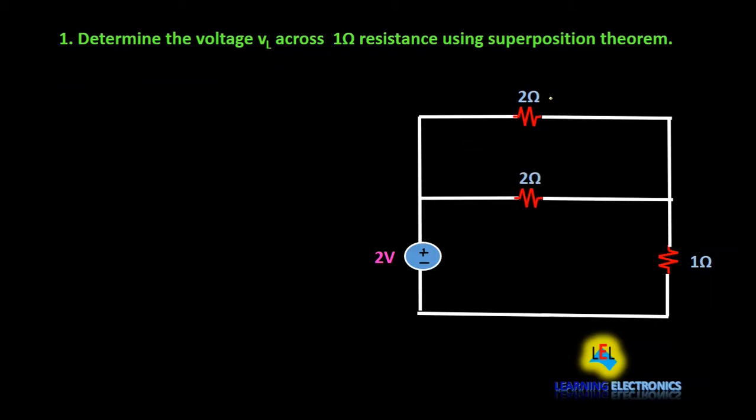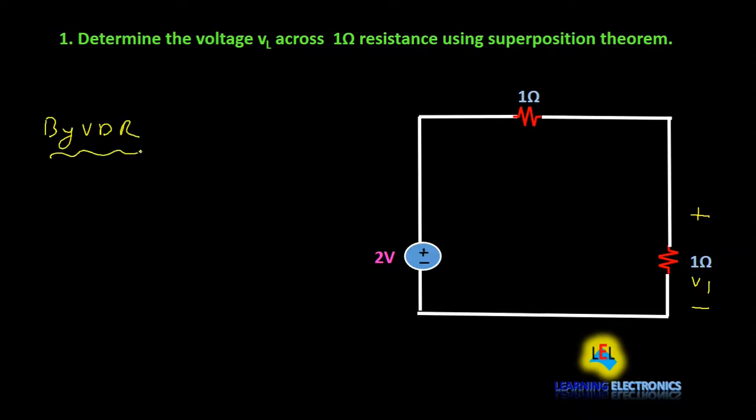Now here we can see that this 2 ohm and this 2 ohm are parallel with each other. So the parallel combination will be 2 into 2 divided by 2 plus 2, we will get 1 ohm. So the equivalent resistance of this parallel combination is 1 ohm. Now the circuit will look like this. We have to find out the voltage across this 1 ohm resistance when 2 volt source is acting, that is V1.